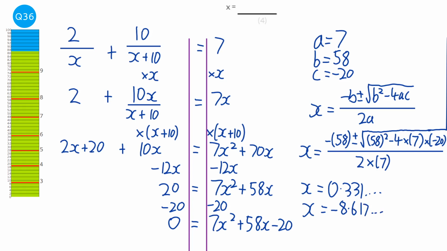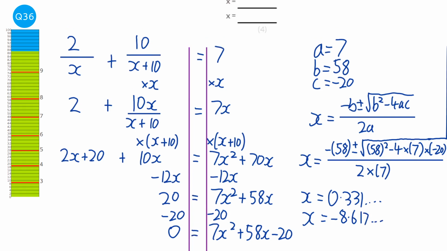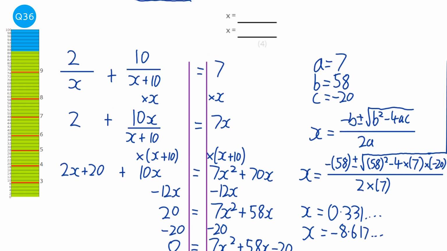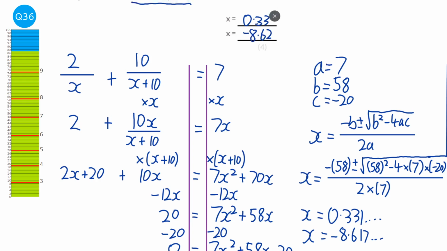8.617, and so on. Rounded too early there. And then when you round those, you should get 0.33 to 2 decimal places, and the other one will be minus 8.62 to 2 decimal places.